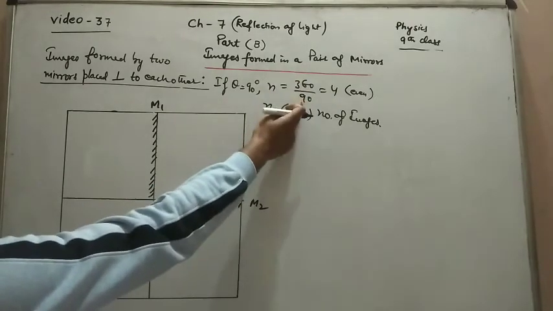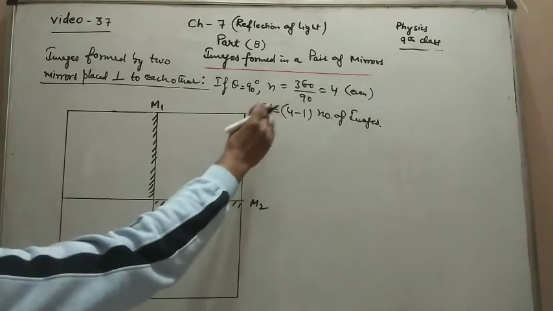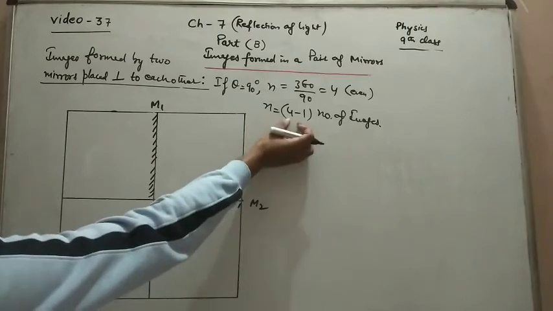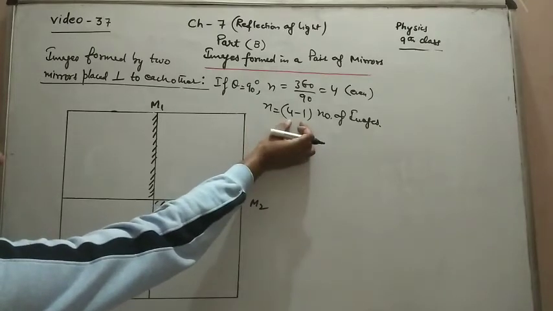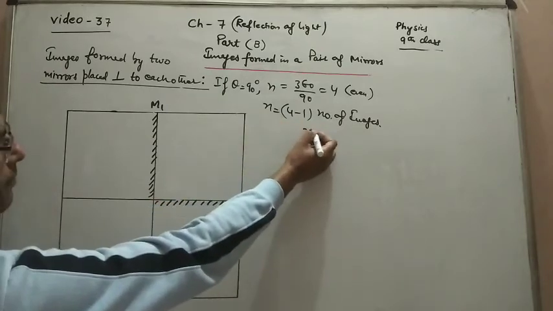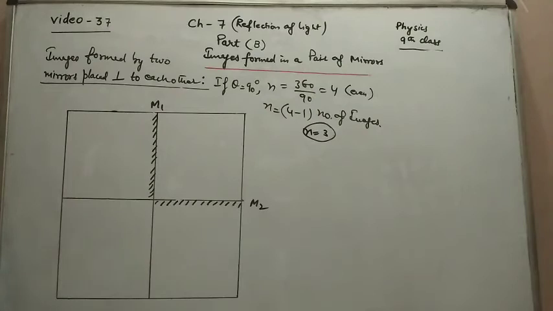Put theta as 90 and you will get 4, which is even. So for even, for all positions, whether symmetrical or not, you have to subtract 1 from the result. So the number of images will be 3. Now how this result comes, that we will try to get.